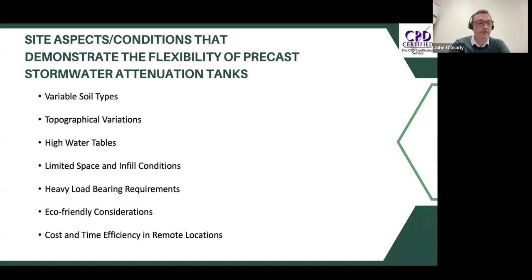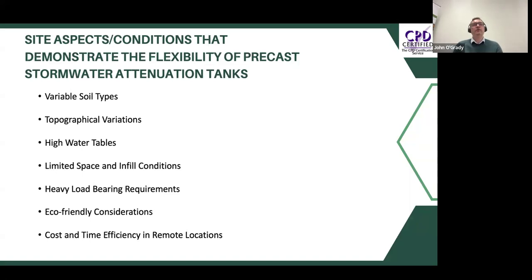In sites where environmental protection is considered, the use of precast tanks minimizes land disturbance and preserves sort of natural water flow. So I mentioned it already, but they can be designed to include features that sort of help filter pollutants. There's a cost and time efficiency. Doesn't have to be in remote locations. I mean, that is a consideration sometimes because they can be installed quickly, and it's especially beneficial in those sort of hard to access areas where conventional construction is difficult and might incur delays.